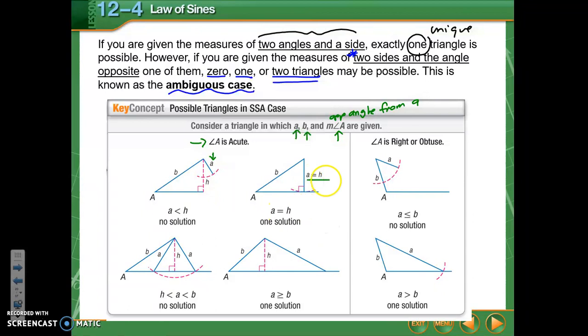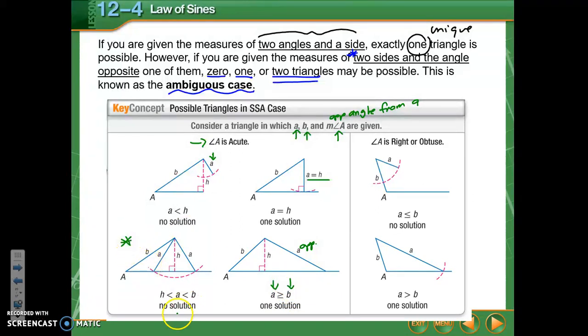There's 2 ways to get one solution. I can have the opposite side that I'm given equal to the height, in which case I have a right triangle. There's only one triangle I can make there. Or it's possible that A, which again is the opposite side from the angle, is greater than or equal to my other given side. So if my opposite side is greater than or equal to the other side, there's only going to be one possible triangle that can be made.